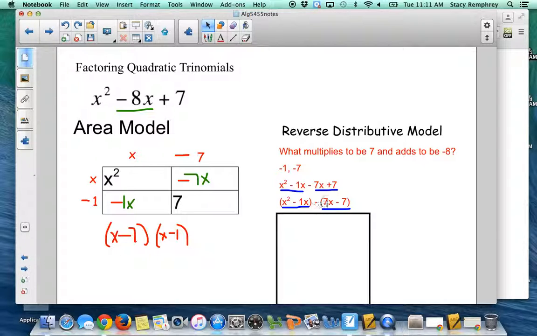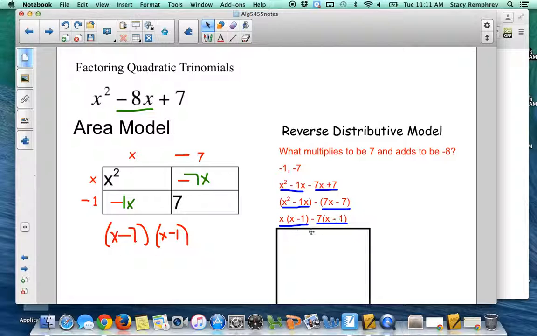Notice I changed the sign here because if I distribute the minus, I need that to be a plus 7. So notice this is like a negative 1. We did this before, so that's why the sign changed here. I factored the greatest common factor out of each set of terms. And then I said, okay, what's the same in each of them?